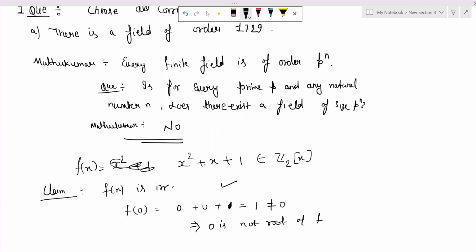So that means, is this true or not? First, justify yourself: is this true or not? How will you argue such a statement?